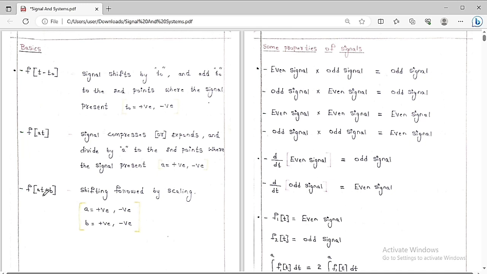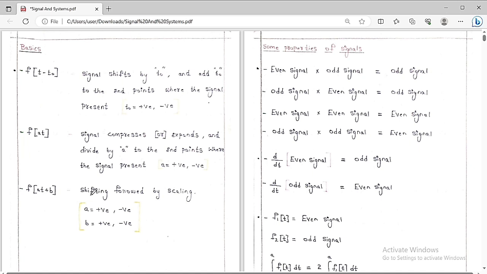So the third one is the combination of these two things: shifting as well as compressing or expanding. So it is f of at plus b. How to do this? Suppose you know f of t, then how do we get f of at plus b? That we are going to discuss.